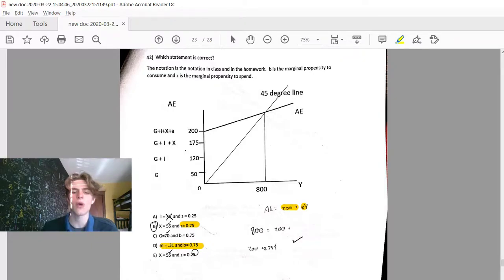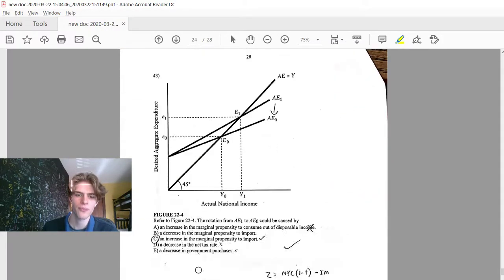Why is this one wrong? The marginal propensity to consume could be 0.75, but not if the marginal propensity to import was 0.31. Then it would be different, right?